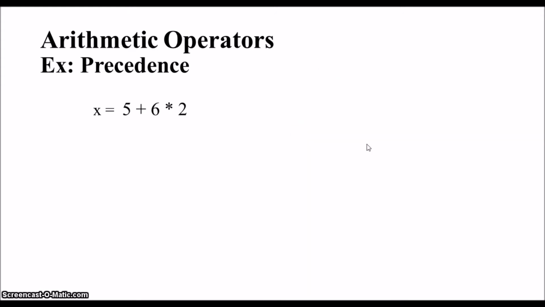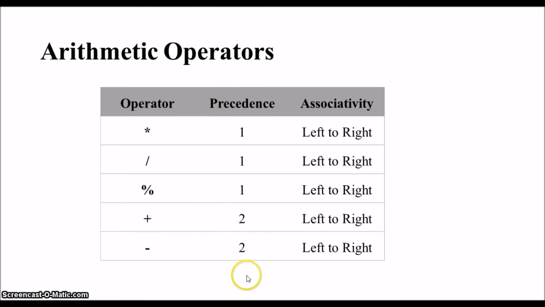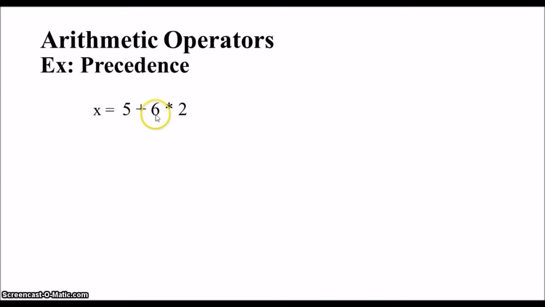Let's look at examples for precedence, associativity, and a combination of both in complex arithmetic expressions. Suppose x is equal to 5 + 6 * 2. In this expression we have both an addition operator and a multiplication operator. In such a situation, which operator should be evaluated first? For that purpose, you should follow the precedence table. As per the precedence table, multiplication has the highest priority, so 6 * 2 should be evaluated first and then go for the addition.